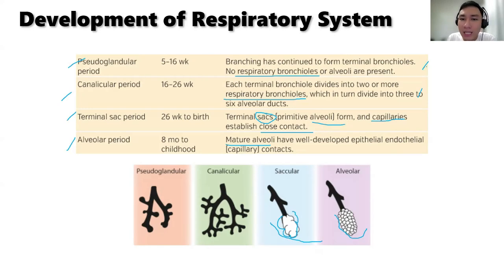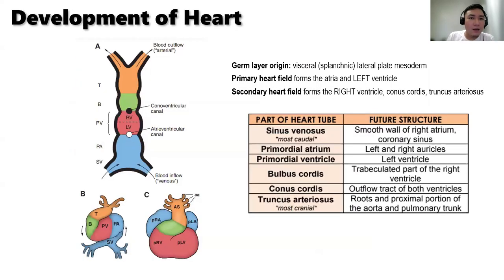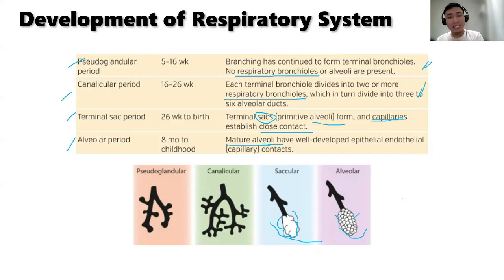So yan lang yan. Dito wala pang respiratory bronchiole. So terminal bronchioles pa lang. Dito respiratory bronchioles na. So respiratory bronchioles, first ones which are capable of gas exchange. Pero only in the terminal sac period will you be forming those sacs, yung alveoli and yung capillary having close contact. And at the alveolar period, dun lang sila nagmamature. So yan na, parang grapes na, di ba, sa alveolar period. Okay, so that's it for the development of the respiratory system.